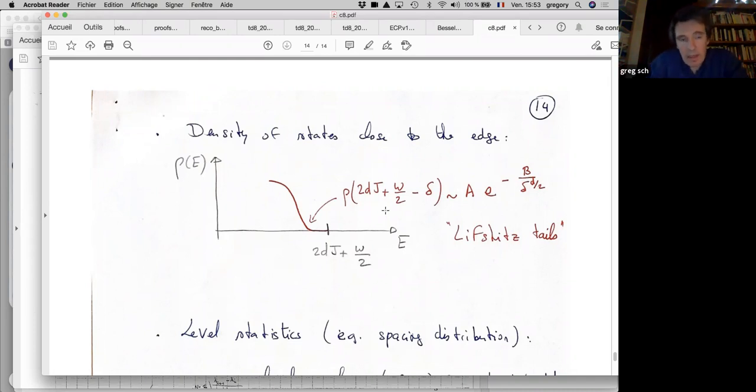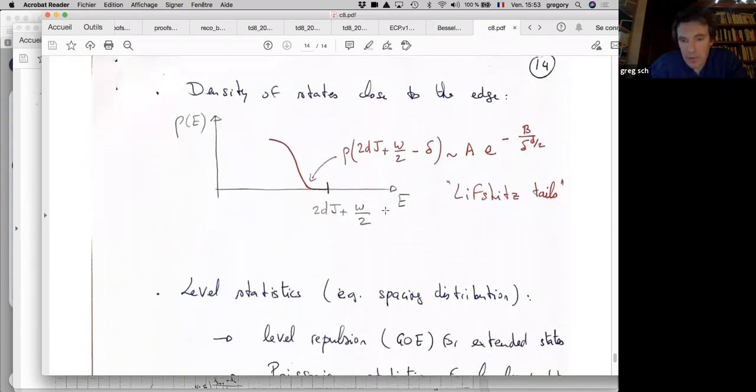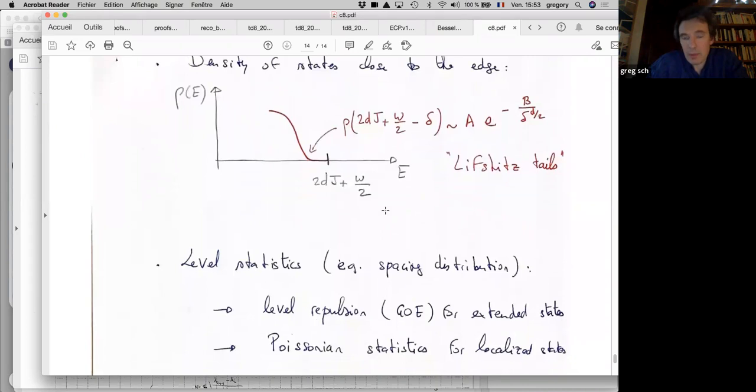I just want to end this lecture on the level statistics, and to come back, in fact, to what we have seen the other day in the context of GOE. The question is whether what we learned the other day is interesting for localization. And the answer is yes. It turns out that the GOE statistics that we have seen last time actually describes very well what happens for extended states.